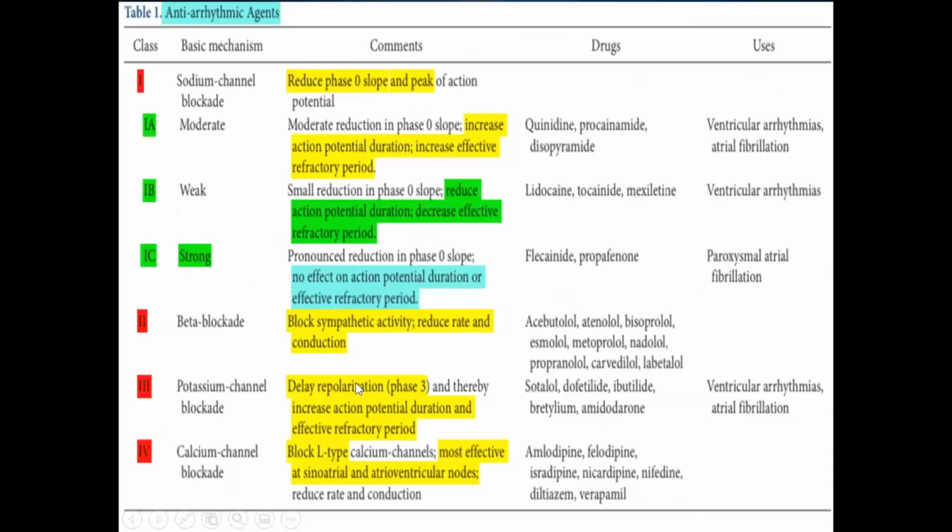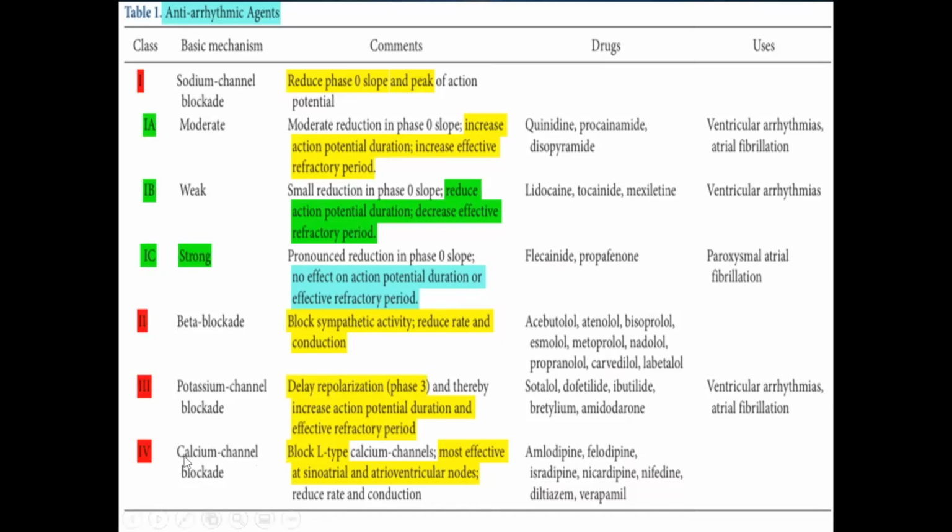What happened? They delay the repolarization. Your potassium channel, when potassium efflux, it causes repolarization. Yet your ECG corresponds to P wave, not the QRS. QRS is depolarization. Contraction is depolarization. Repolarization is phase 3. So it delays the repolarization phase. So it delays the heart rate.